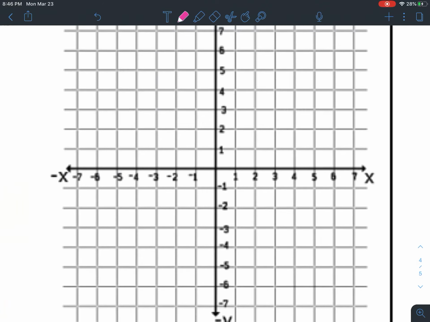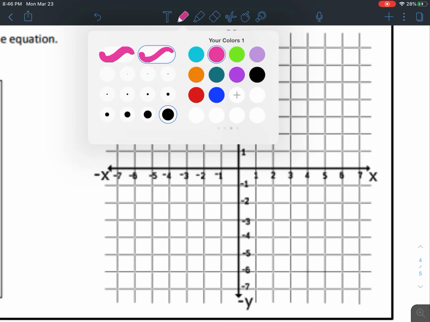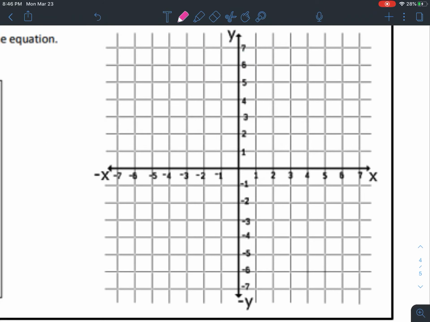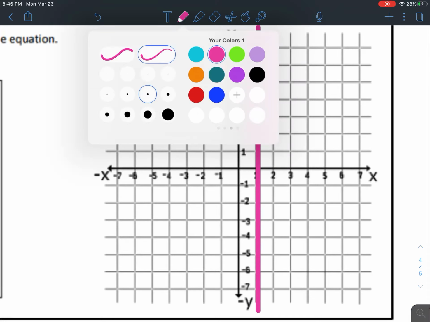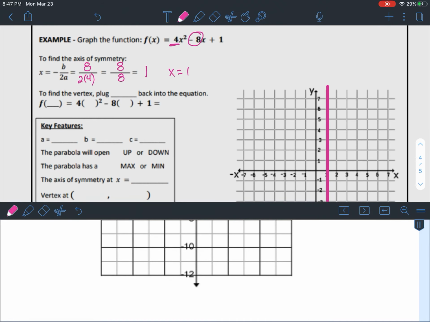So before we move on anymore, I'm going to go ahead and graph that. I'm going to graph that axis of symmetry at x equals 1, which is just that straight up and down line right here at 1. That's that pink line. Let me make it a little bit thicker for you guys. And my handy dandy tool will make it a straight line for me.